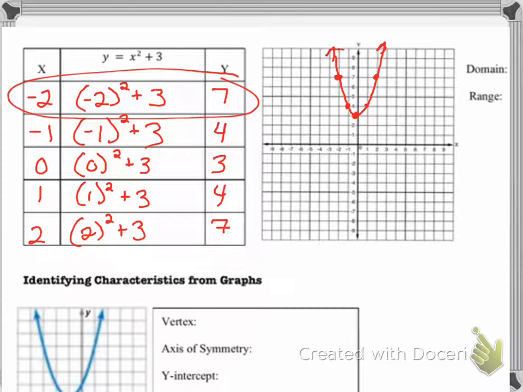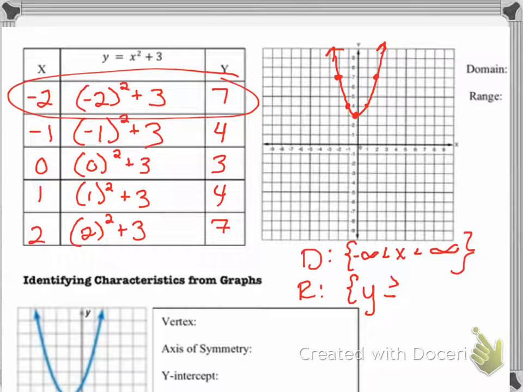And I put arrows because it goes on forever. And again, my domain, so all my x values, will always be infinity. So x can be greater than all the negative infinite numbers and less than all the positive infinite numbers. And then my range, I have terrible infinity signs, by the way. But my range is limited: all my y values will be greater than or equal to 3. There's my minimum. So right here, those are all my y values.